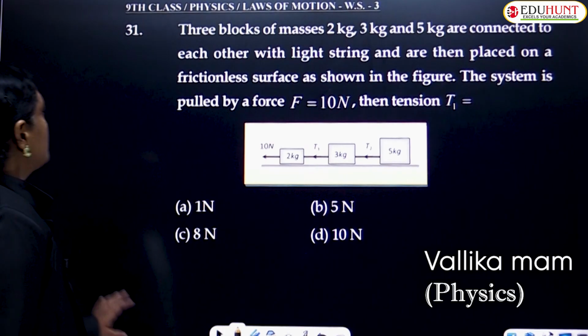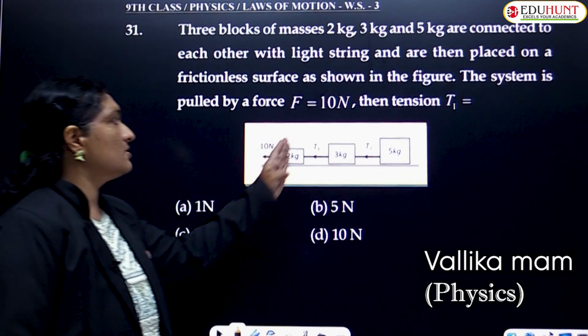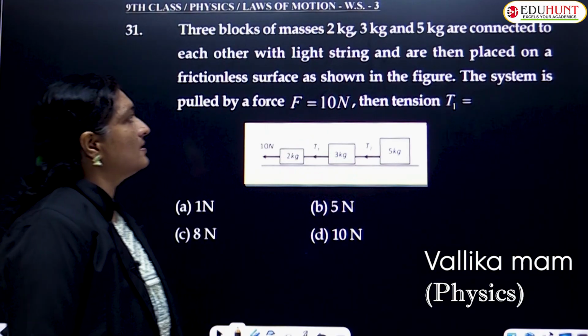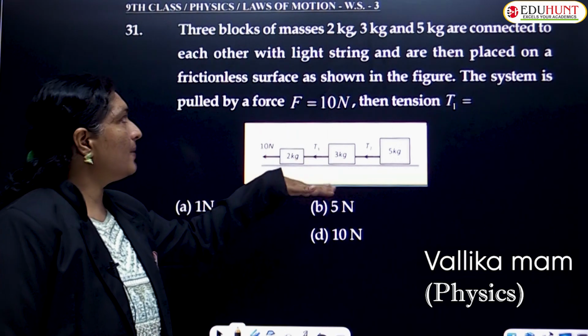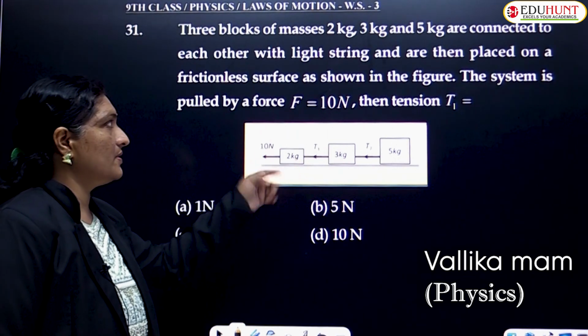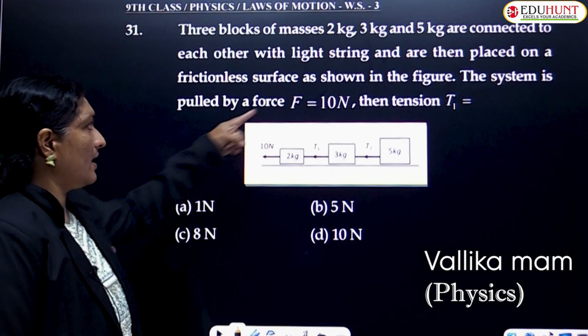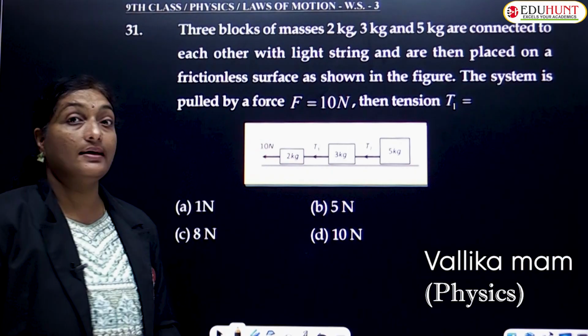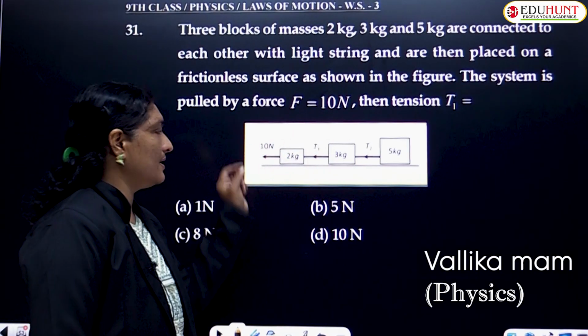So moving to the next question, question number 31. Three blocks of masses 2 kg, 3 kg and 5 kg are connected to each other with light string and are then placed on a frictionless surface as shown in the figure. The system is pulled by a force F equal to how much, children? 10 newtons. So the force applied here on the complete system is 10 newtons.